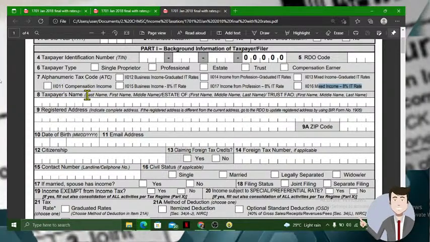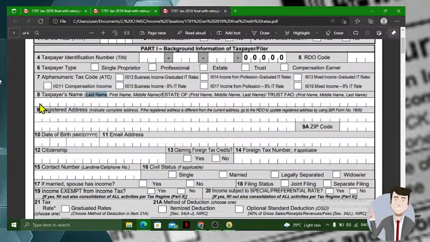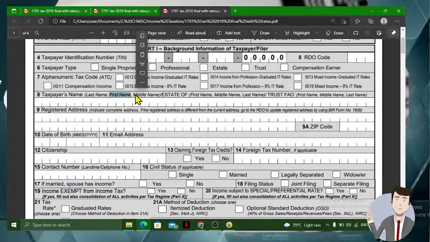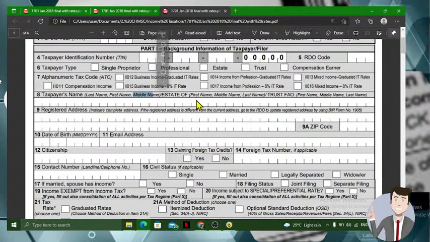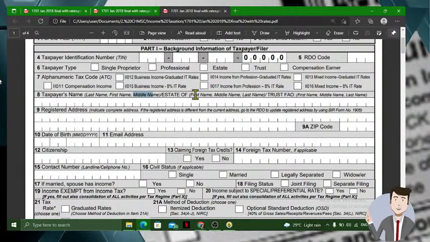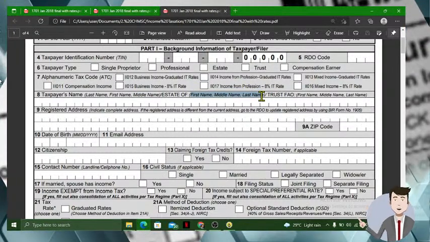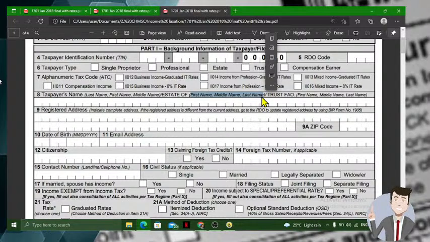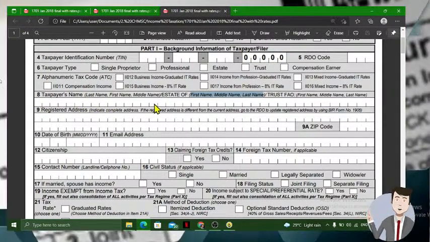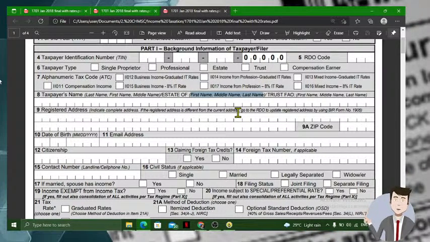So you have to check on each space the letter or the spelling of your last name, then comma, space, the first name, comma, space, the middle name. Okay? For estate, you have to slash the first name, middle name, and last name of the deceased individual, which is the income of its estate is the one that you are computing for the income tax due. So you have to indicate the last name, middle name, and first name of that individual.